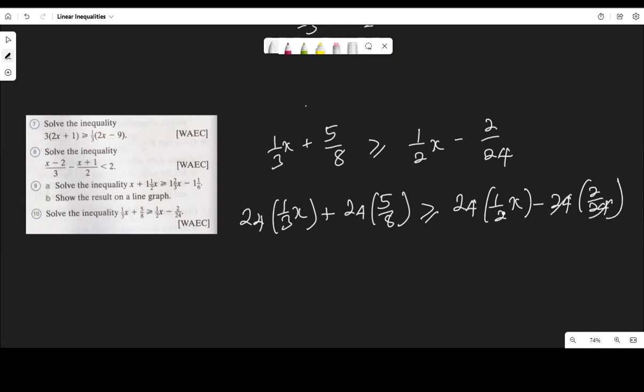24 will cancel 24. 2 here 1, 2 here 12. 8 here 1, 8 here 3. 3 here 1, 3 here 8. So 8 times x is 8x plus 3 times 5 is 15, is greater or equal to 12 times x is 12x, and 12 times... minus 2, right there.